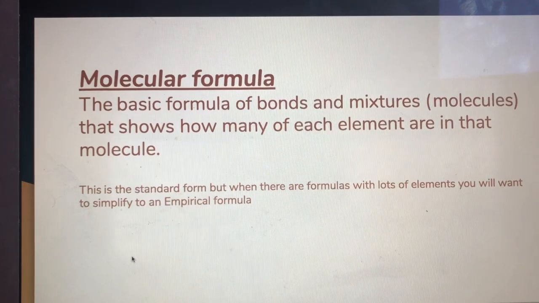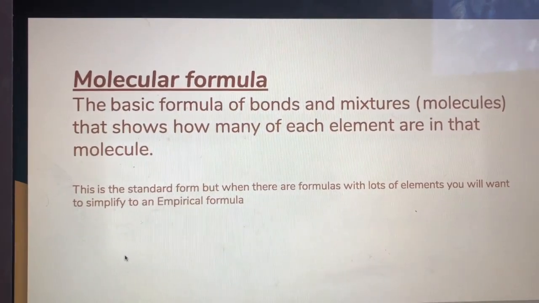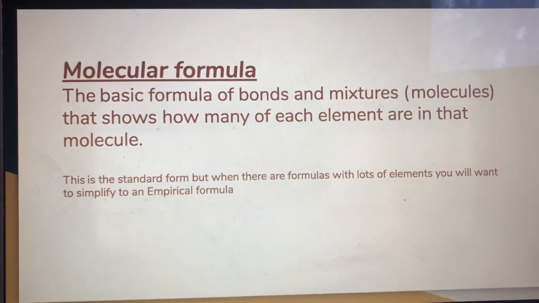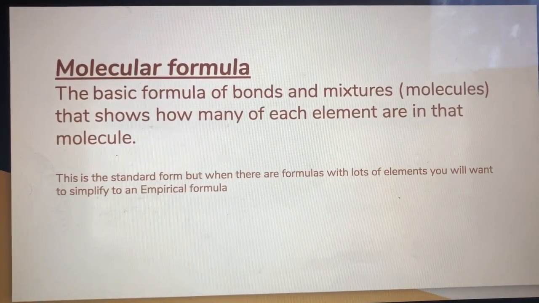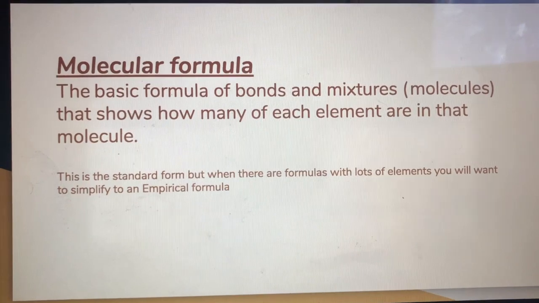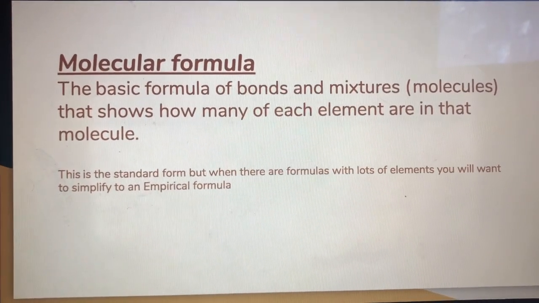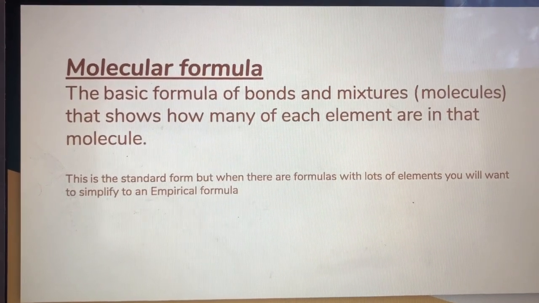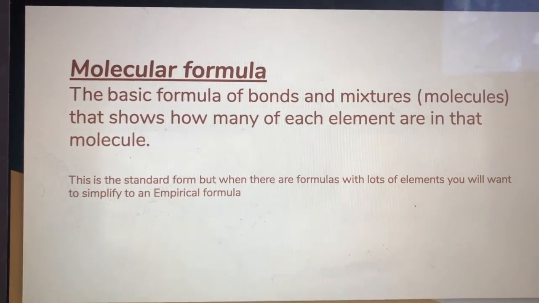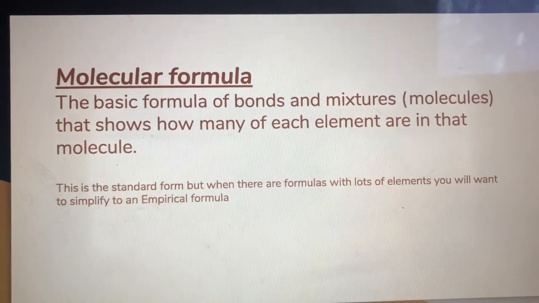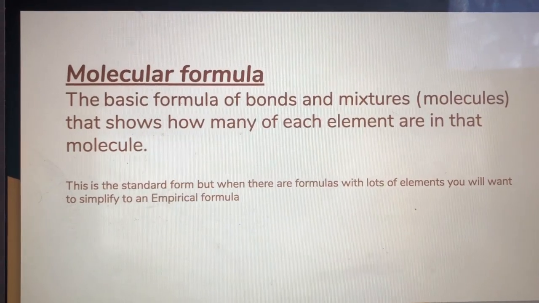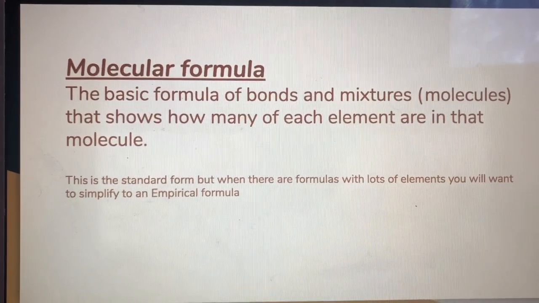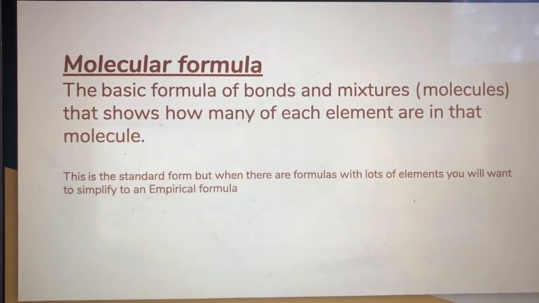So the molecular formula is just the basic formula of the bonds and mixtures or molecules. So multiple elements that are together. And they show how much of each element are in the molecule. So if there's something like H2O, there's 2 hydrogen. If there's something like CO2, there's 2 oxygen, and so on and so forth.